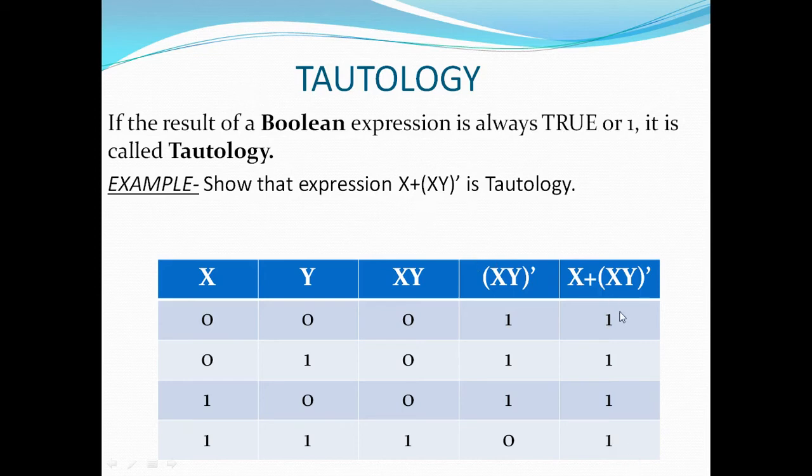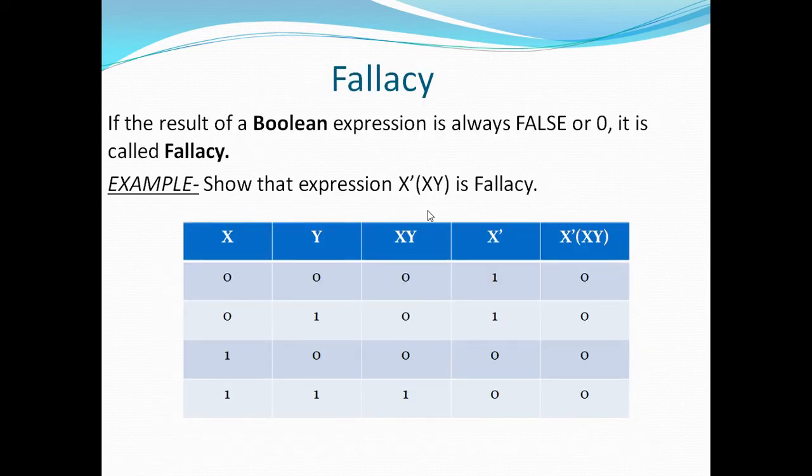So this is the required output here. Now see, in this output all the outputs are true, or we can say 1. So that's why this truth table or this expression is showing tautology. Now next is fallacy. Fallacy is the reverse of tautology. When the output shows all false values or 0, that means it is showing fallacy.